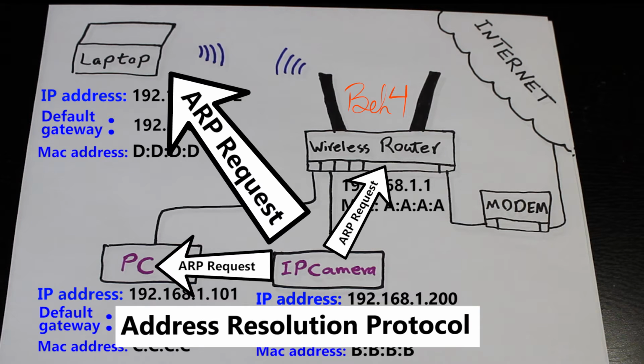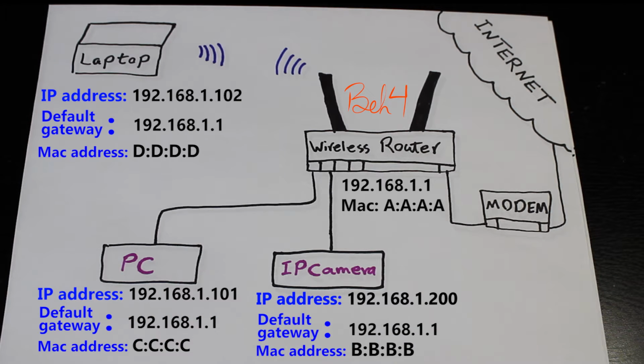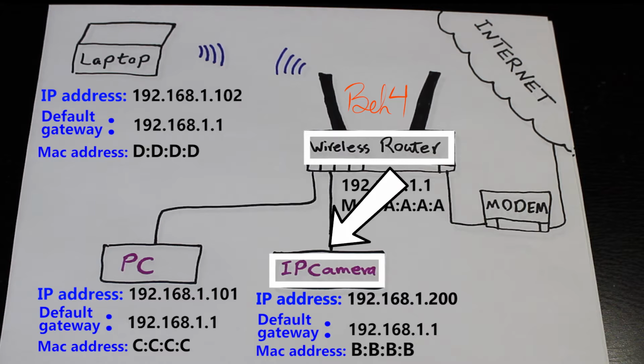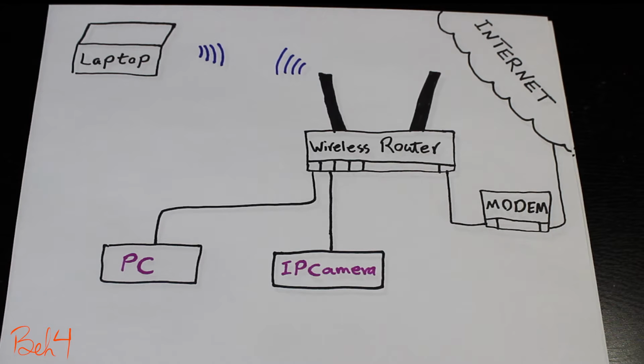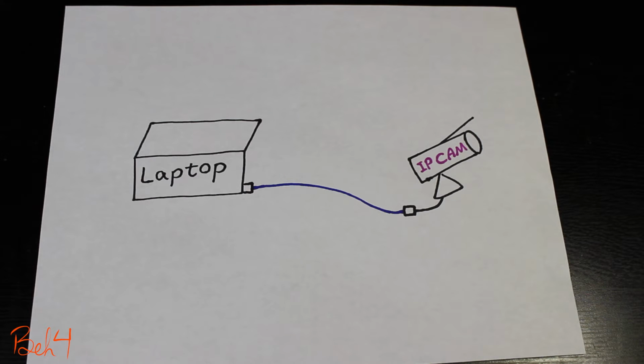ARP, or Address Resolution Protocol, is a protocol for mapping an IP address to a MAC address. Now only the default gateway, which is the wireless router here, is going to reply to the ARP request and send its MAC address to the IP camera. Okay, so what I learned so far about ARP is going to be enough for me to find my IP camera's unknown static IP address.